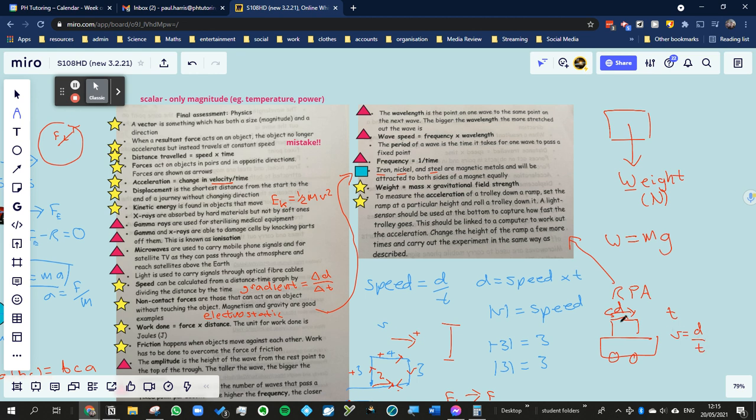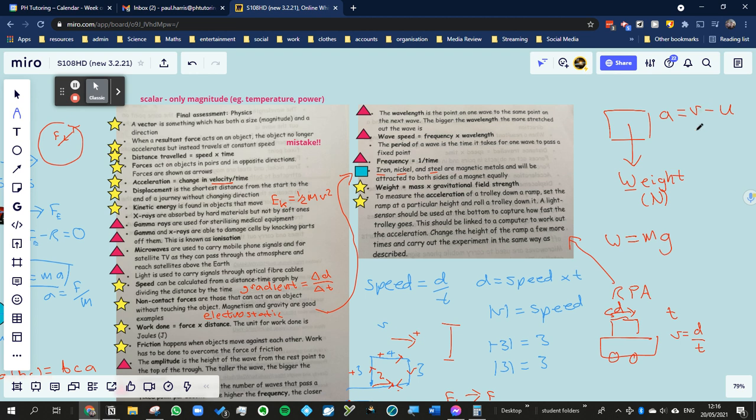Then it measures a second time at the bottom of the ramp, and obviously the velocity would have changed. So then you look at the difference in the two velocities. You look at the differences between the two velocities. You take the final velocity, which is V, and we've got another symbol for initial velocity, which is U.